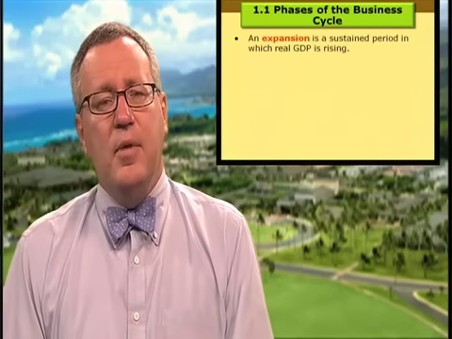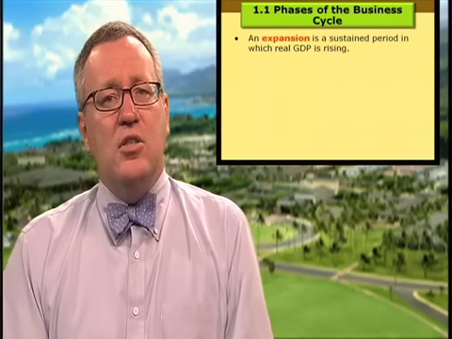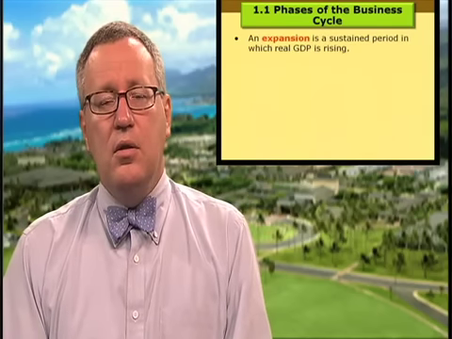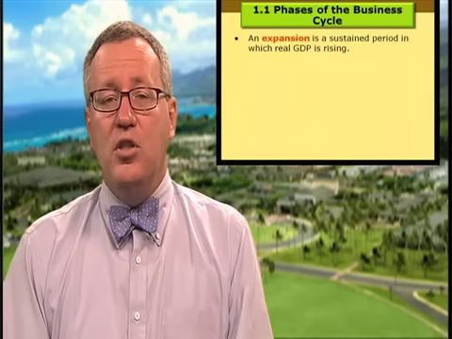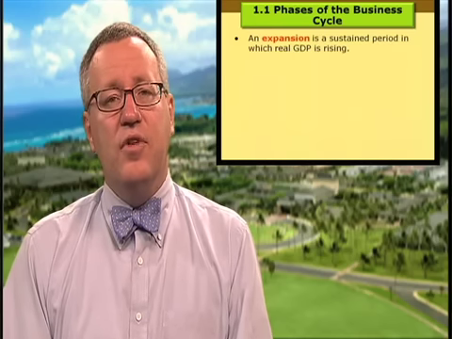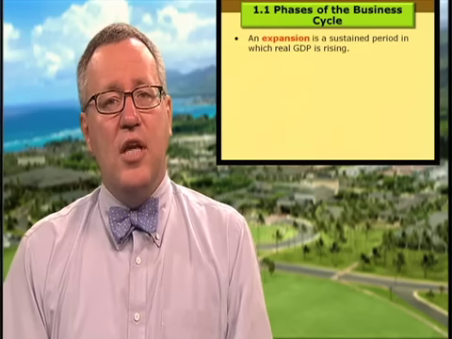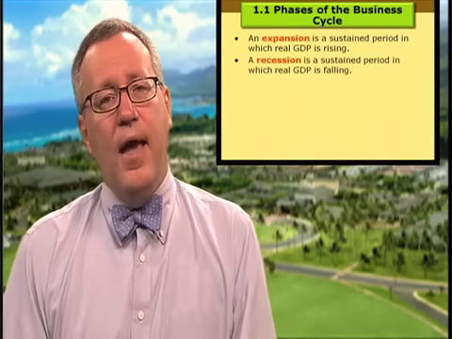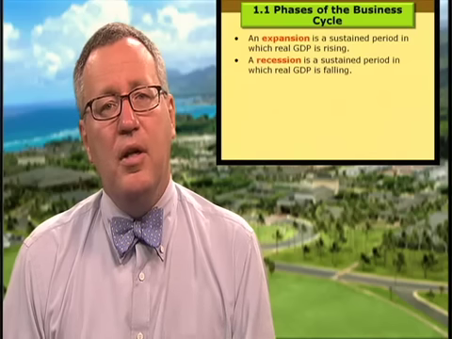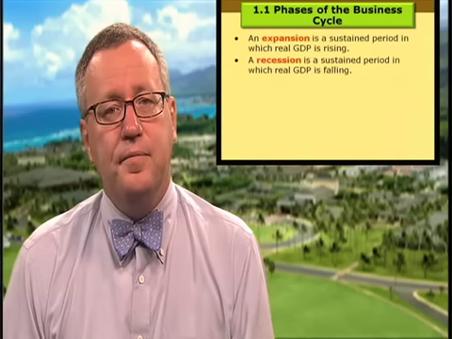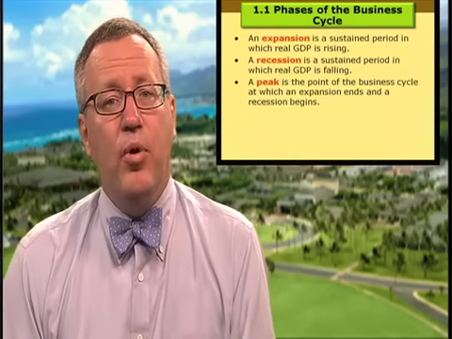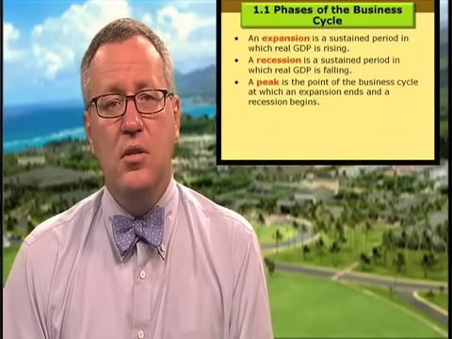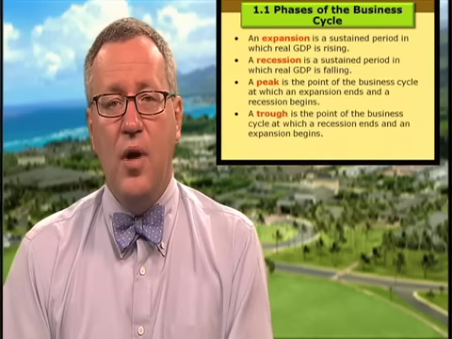So we'll talk about that in a little bit of detail, but first we're going to hit the business cycle, make sure we understand it. An expansion is a sustained period where real GDP is rising, and real GDP is the GDP that is adjusted for inflation. So an expansion is a sustained period in which real GDP is rising. A recession is a sustained period in which real GDP is falling. A peak is a point of the business cycle at which the expansion ends and a recession begins, and the trough is a point of the business cycle where the recession ends and an expansion begins.